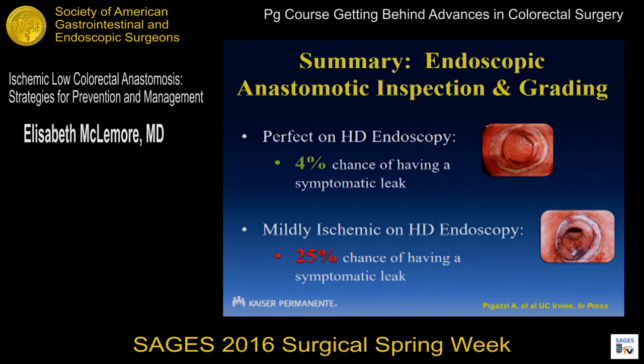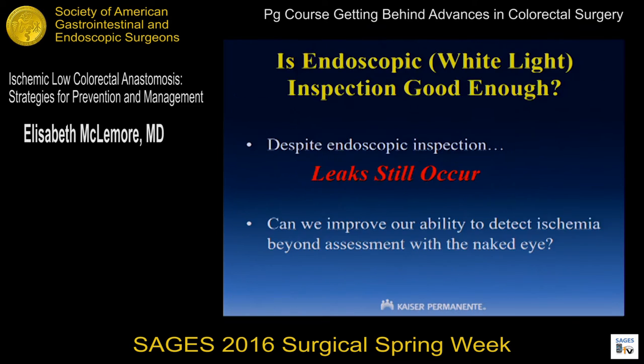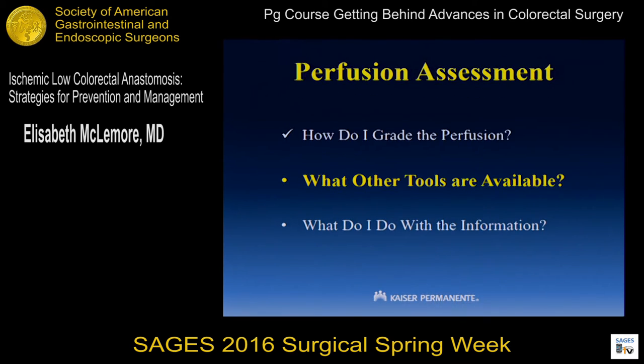So if it looks perfect on high definition endoscopy, the overall leak rate was 4%. If it was mildly ischemic, the leak rate popped up to 25%. So despite this, leaks still occur. So is there anything else that we can do besides white light endoscopic evaluation?